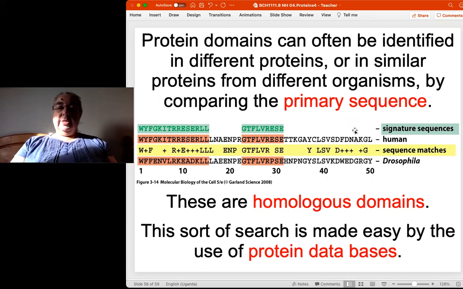They are sequences which identify a particular type of domain. So here is a protein from a human. Here is a protein from a fruit fly, Drosophila, and lots of differences in the protein, but parts of them can be used to identify similar domains by matching the amino acid sequence. This is what's known as homologous domains, similar domains in different proteins. We'll be thinking more about that sort of idea in molecular biology next semester, but I'm just mentioning it now because you might come across the word domain if you're reading textbooks or the internet.